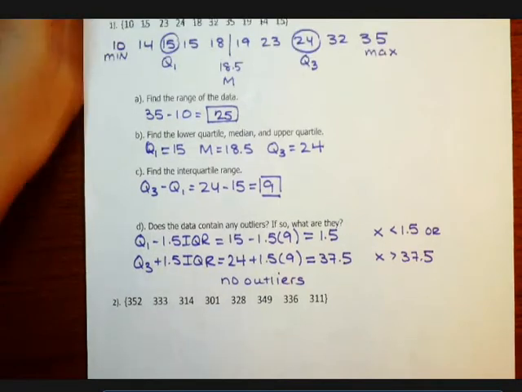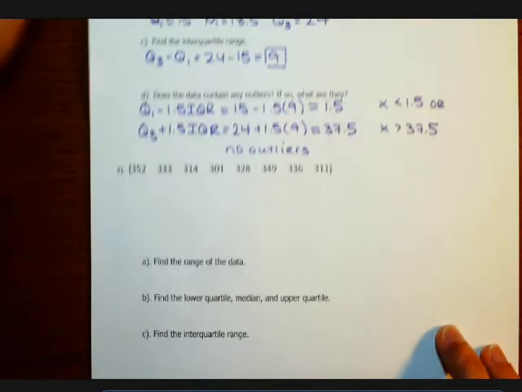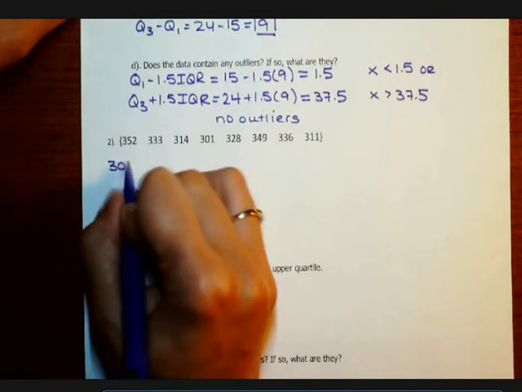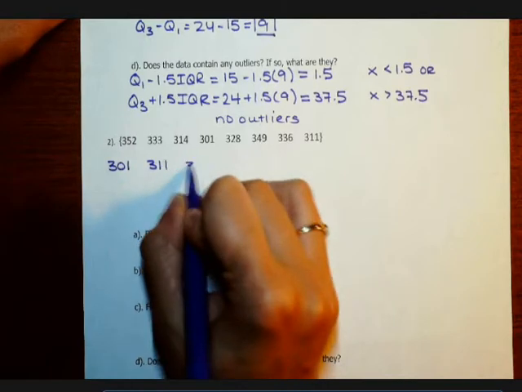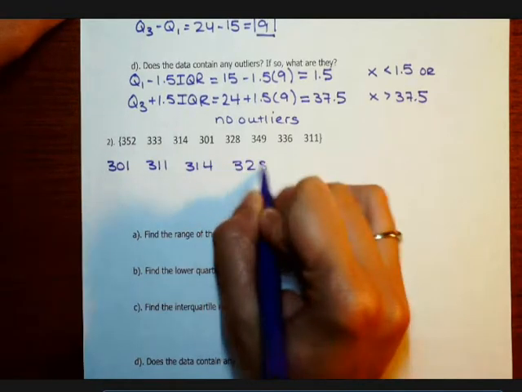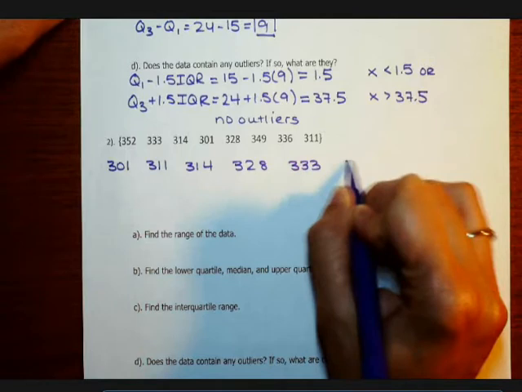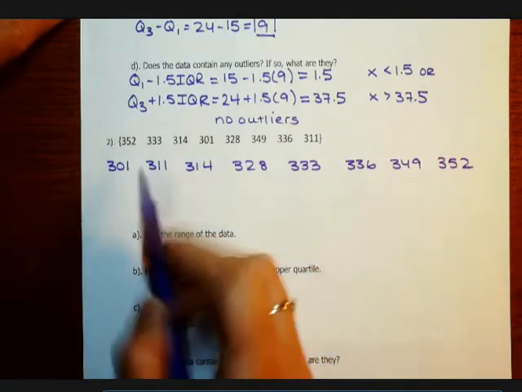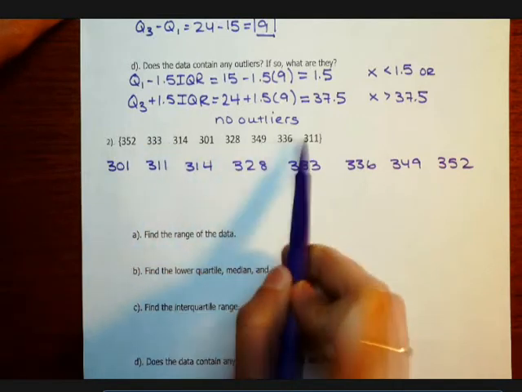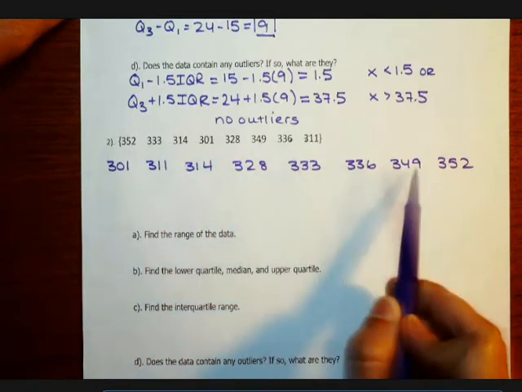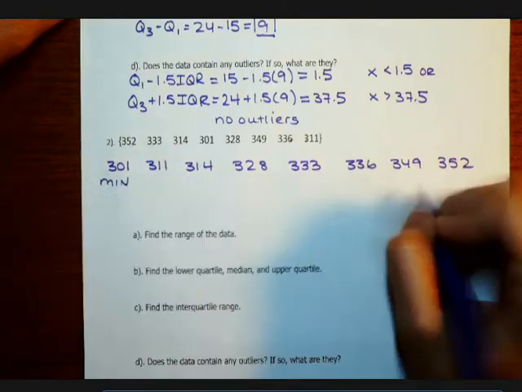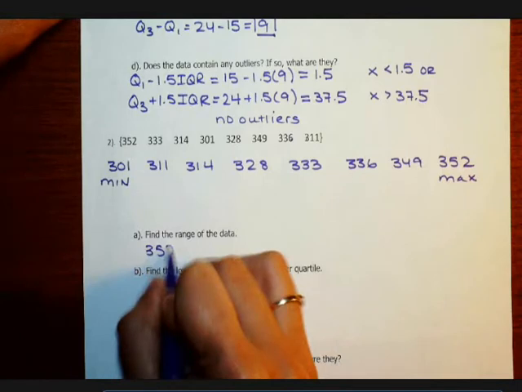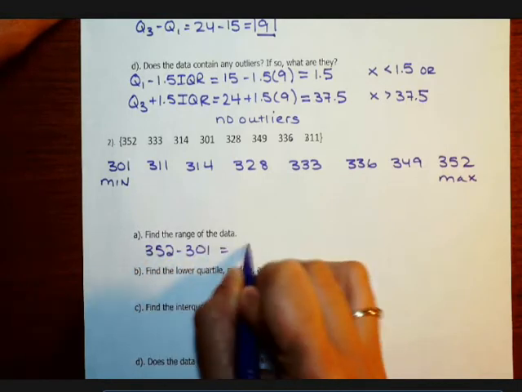Our next data set, we need to order from least to greatest. Excellent. So we see that we have our minimum at 301, our maximum at 352. So our range here is 352 minus 301 for a range of 51 units.